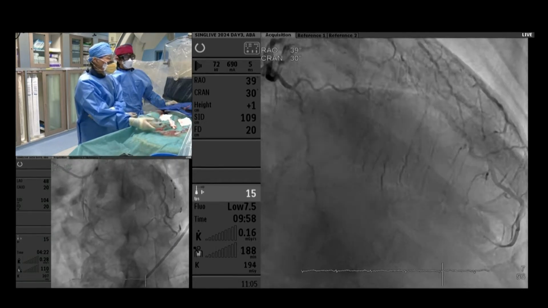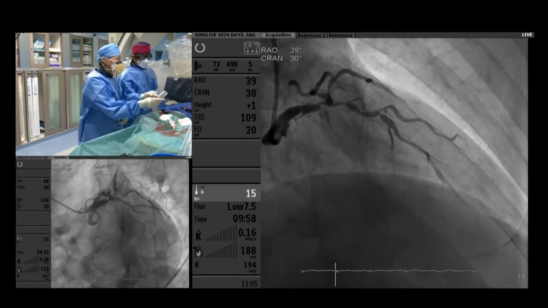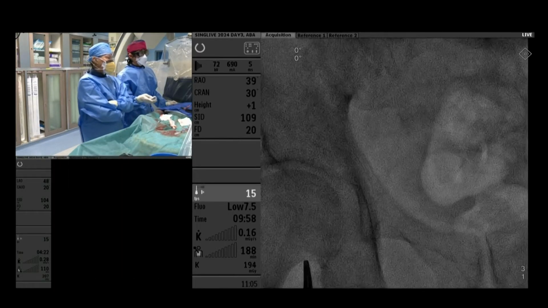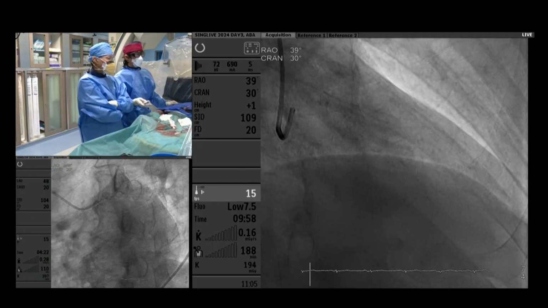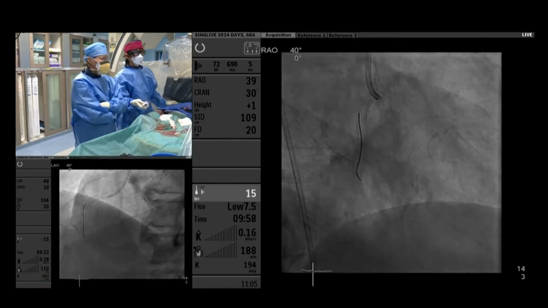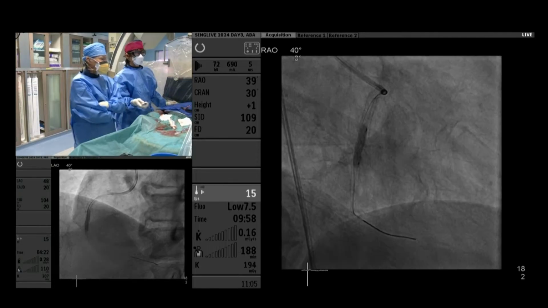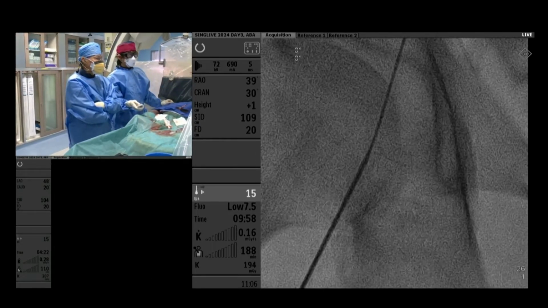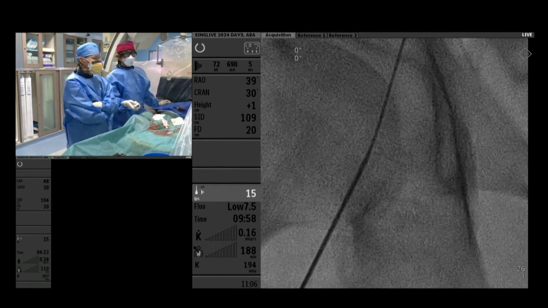So maybe Jonathan, you want to go ahead and tell us what you did so far? Okay. So of course one way to save contrast is to merge some of the angiogram images from the previous PCI. That's exactly what we did here, so that we can have a roadmap above. So far today, up to where we are, we have not used any contrast.